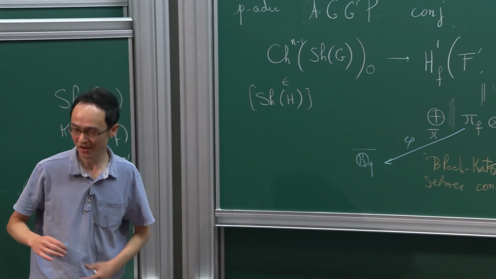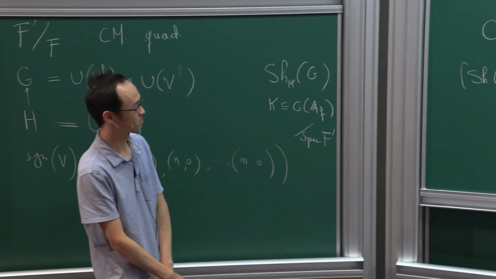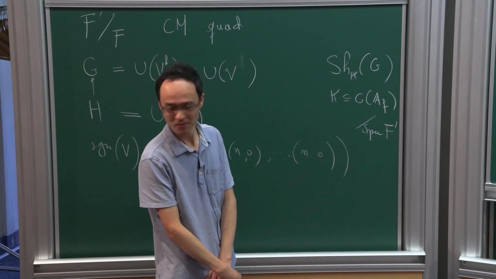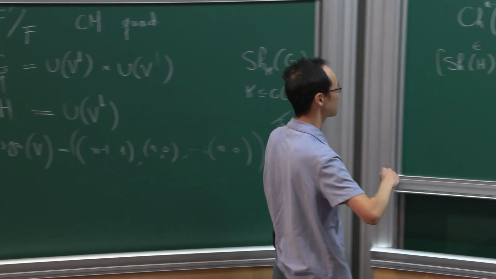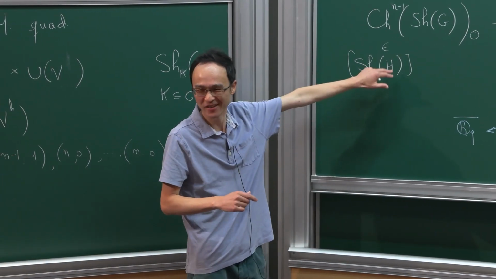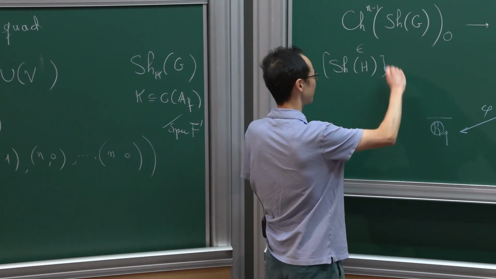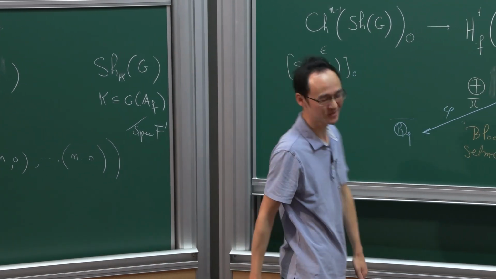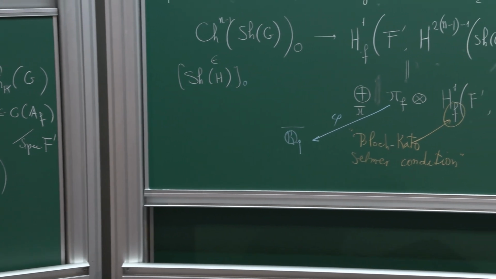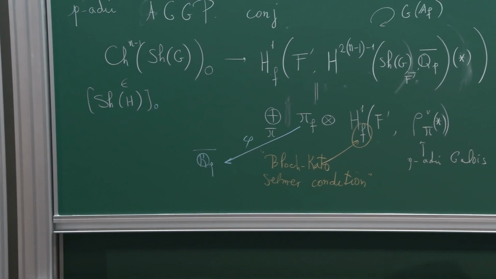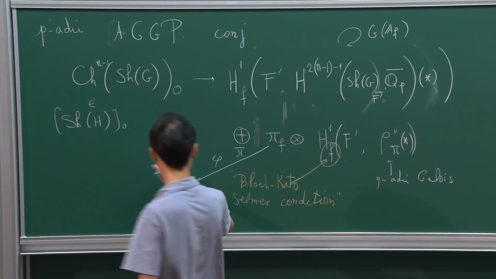So I can, yes? How do you know the class of the Shimura variety for H is cohomologically trivial? Okay, so secretly I was cheating here, so I have to subtract something, yeah. Thank you. Yeah, thanks. So here, then after that, I can apply this.